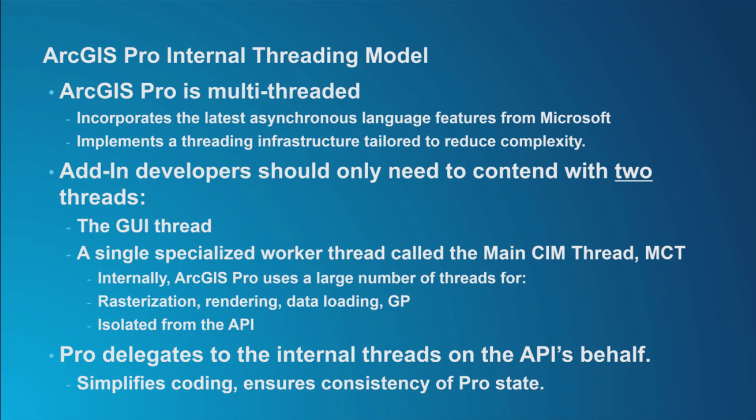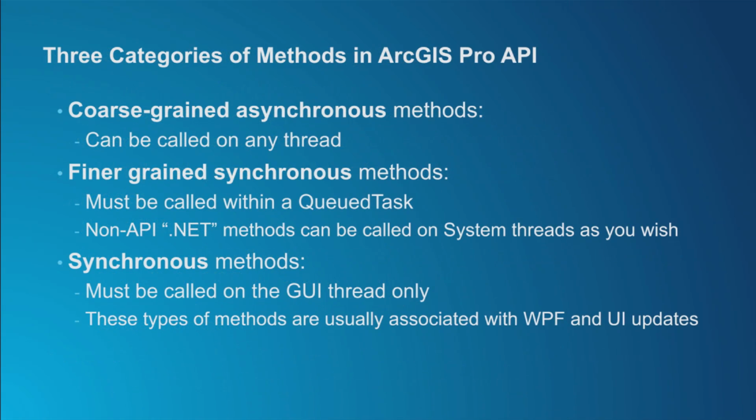Internally, ArcGIS Pro uses a large number of threads for rasterizing, rendering, data loading, geoprocessing. All this threading is isolated from the API. So Pro delegates to the internal threads on the API's behalf. This actually simplifies the coding and ensures consistency of the Pro state. And we'll see that in some examples coming up.